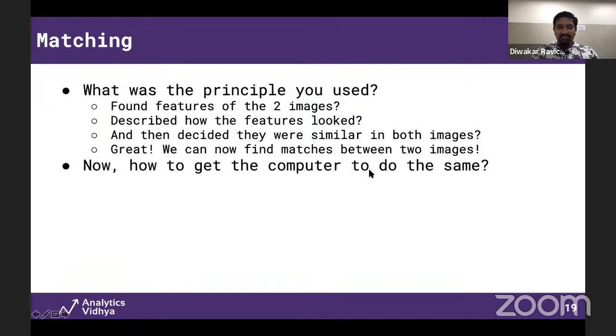Now the question is, how do we get the computer to do the same thing? How do you tell the computer that there are two matches present? There are 10 matches present, 100 matches present here.